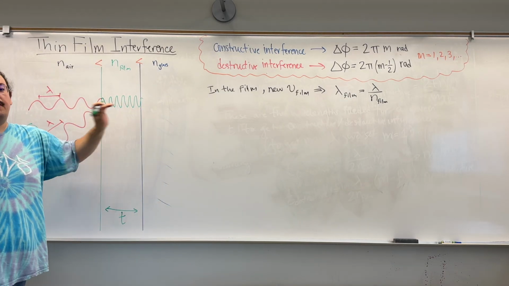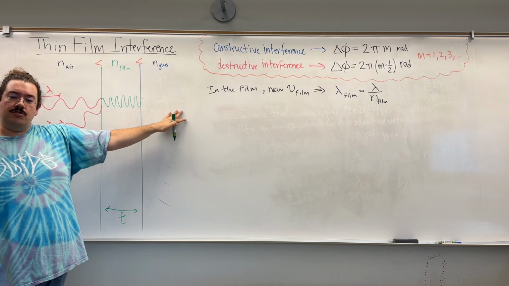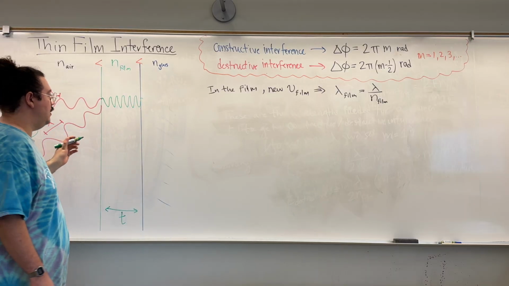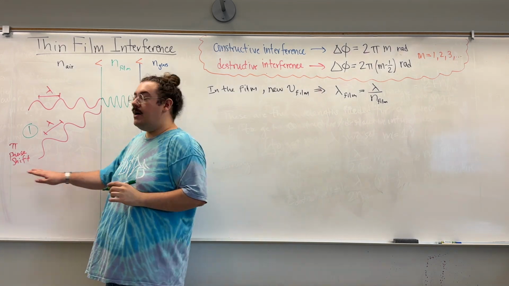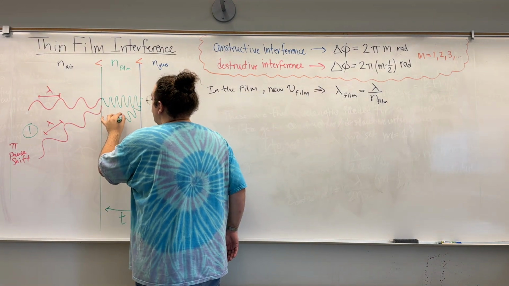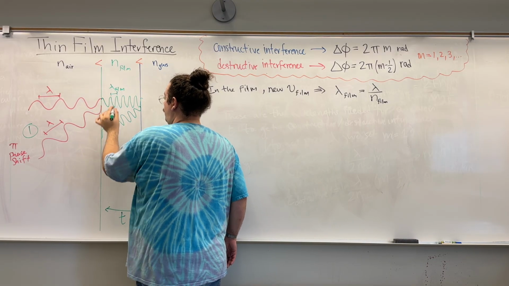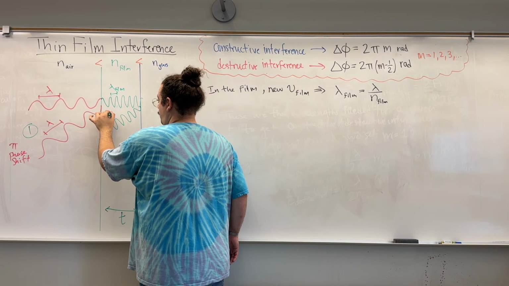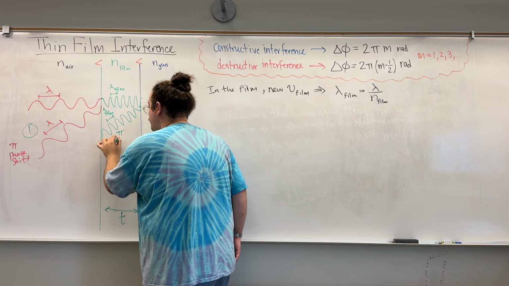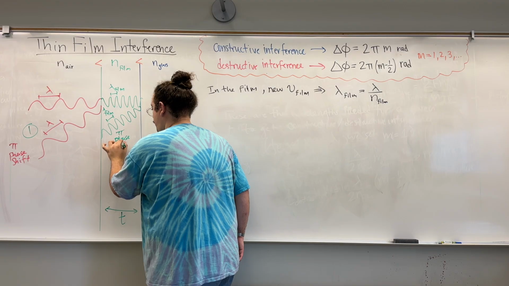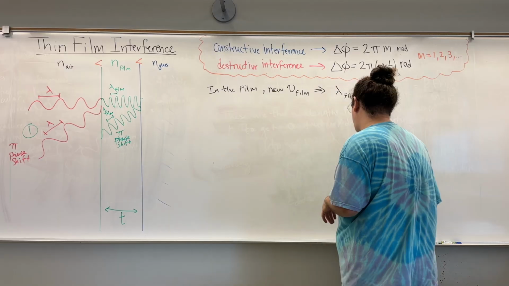And then it encounters the glass. And then the same thing happens. It can either transmit or reflect. We don't care about the transmission. Let's see what happens with the reflection. Well, again, it's going to reflect and take a phase shift of pi. So same lambda film, that doesn't change, but we have another pi phase shift because we encountered another boundary with a greater refractive index.